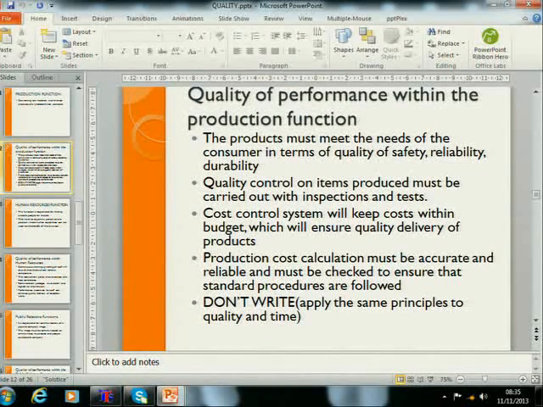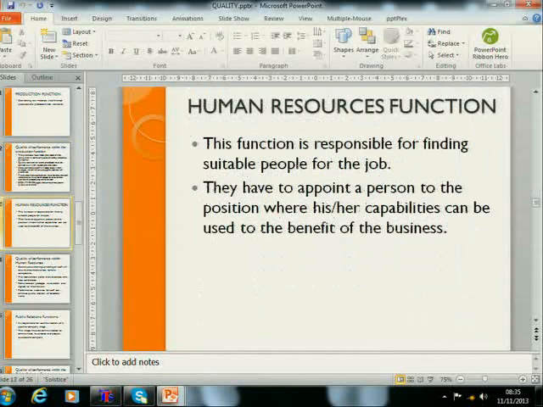You have to explain the importance of time with relation to the production function, that products must be produced in time. That is quality. So don't write, apply the same principle. I don't even think that learners who write that understand what they are writing. So avoid writing that. Coming to the human resources function, you are going to do exactly the same thing.